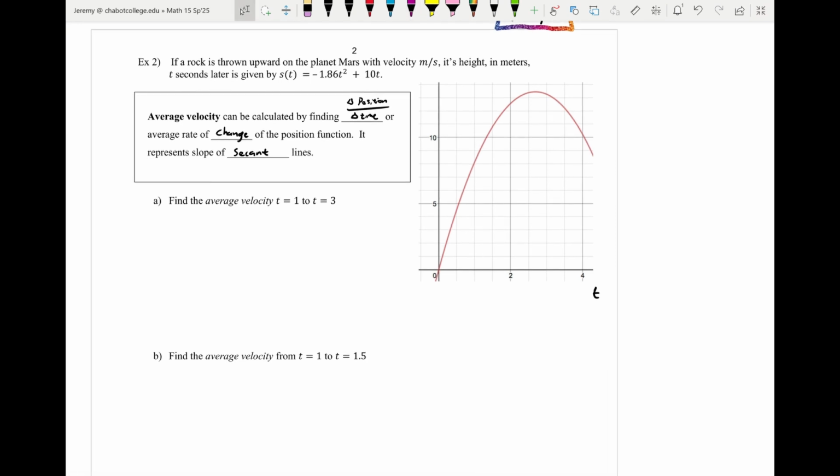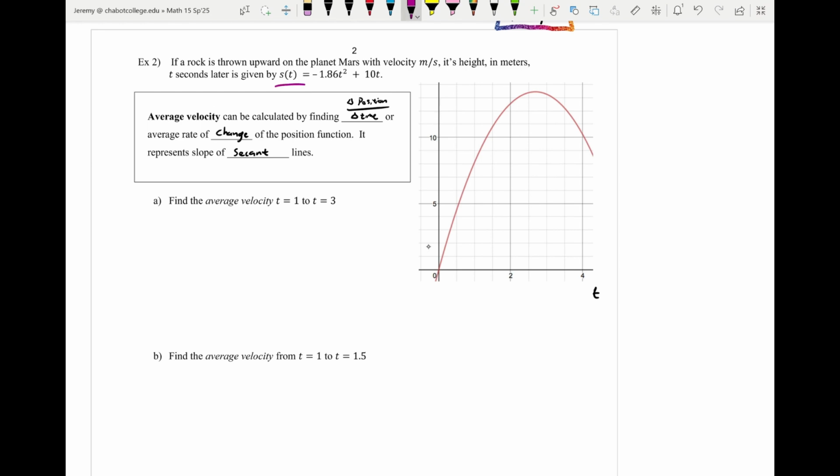Okay, so here's the example. If a rock is thrown upward on the planet Mars with a velocity in meters per second, its height in meters, t seconds later, is given by this function s of t, which is equal to negative 1.86 t squared plus 10t.